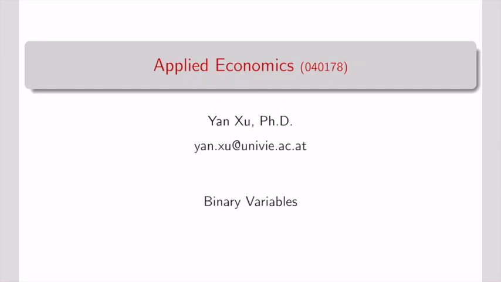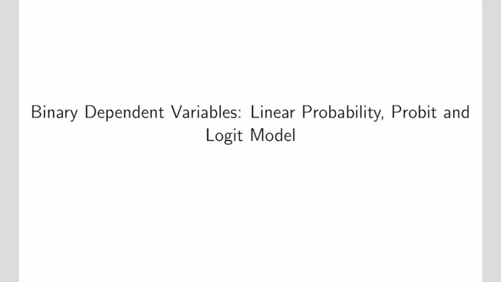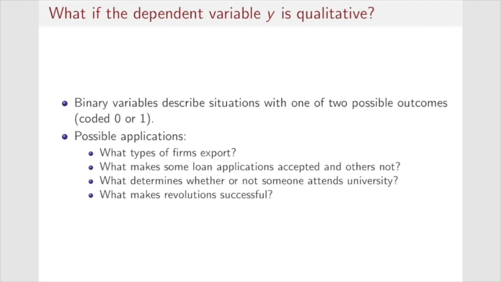In this video, we will consider models where the dependent variable y is binary. Sometimes we can only observe whether an event happened or not. For instance, if we study what types of firms export, what makes some loan applications accepted and others not, what determines a person's decision of attending a university, what makes a revolution successful.